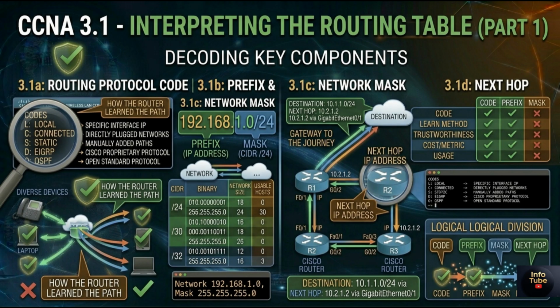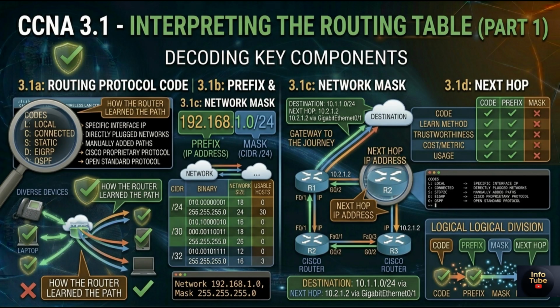L. Local, the specific IP of the router's interface. C. Connected, networks directly plugged into the router. S. Static, paths a human manually typed in. D. EIGRP, an advanced Cisco protocol. O. OSPF, one of the most common open standard protocols.